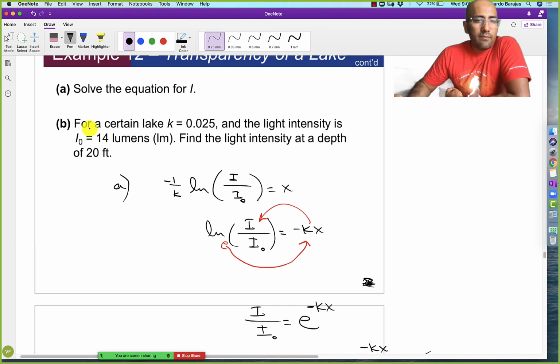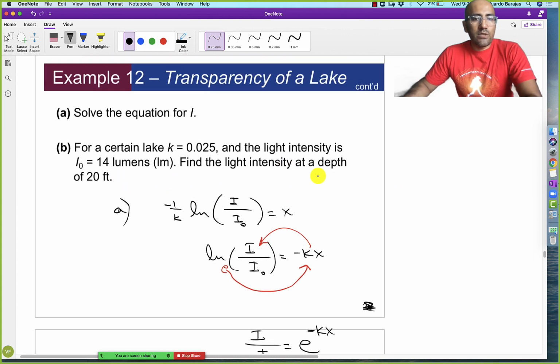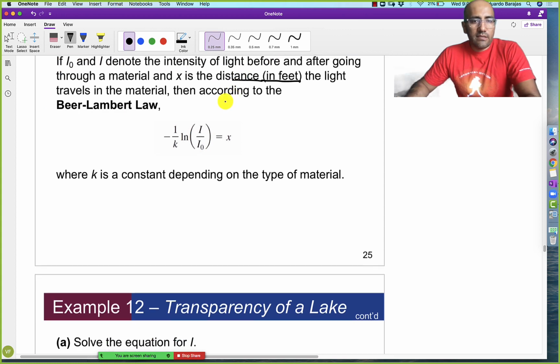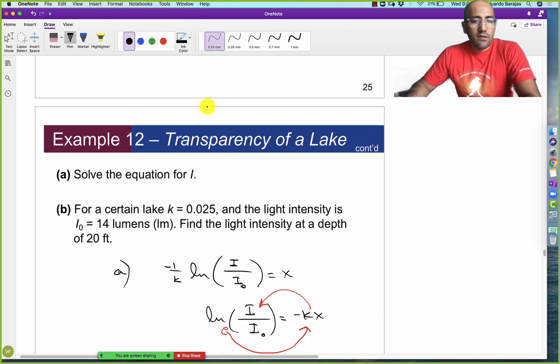Okay, now for part B, for a certain lake, k equals 0.025, and the light intensity is 14 luminance, I sub naught. So the initial intensity, when initially at the surface of the lake, is 14 luminance. Find the light intensity at a depth of 20 feet, so x equal to 20 feet. Make sure that the units match, and up here the distance was given in feet, so that works fine. And the light intensity was given in luminance. I think it's implied that light intensity is measured in lumens.